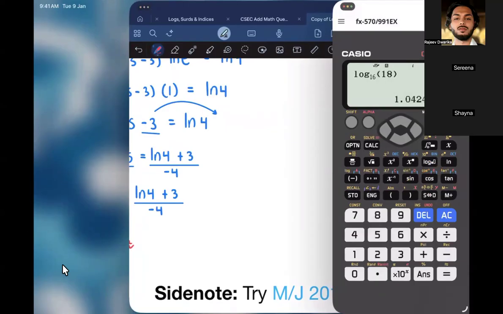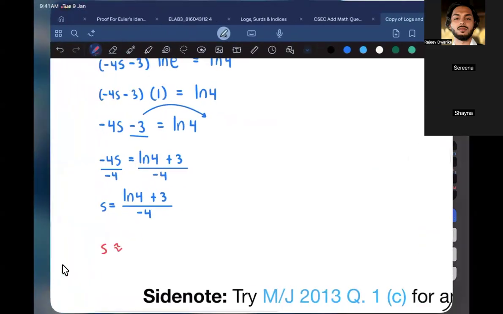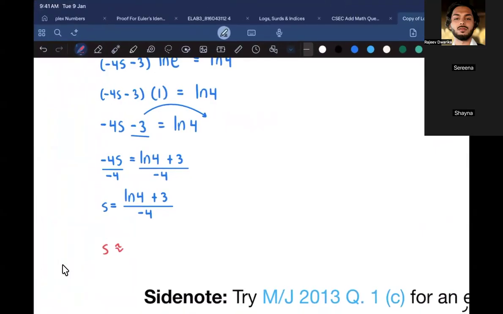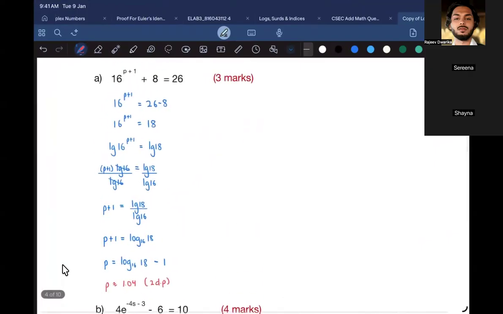So you all are going to press the fraction button, then press ln 4, close bracket, plus 3 over minus 4. Sheila and Serena, press equal and tell me what you get. Minus 1 point... so you'll say 1.10. Correct. Serena, can you confirm that? Yes, sir. Great.